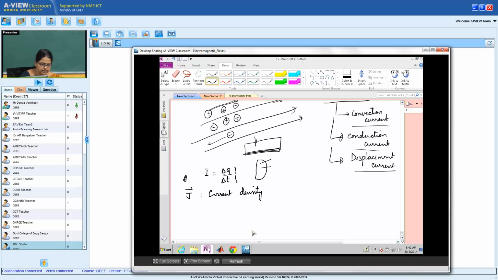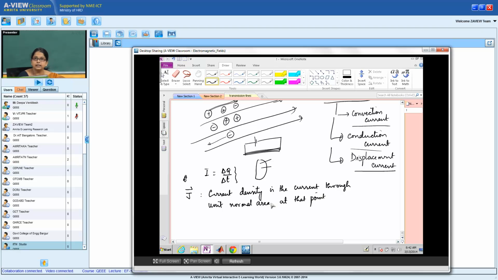And what is this current density? Current density is the current through unit normal area at that point.